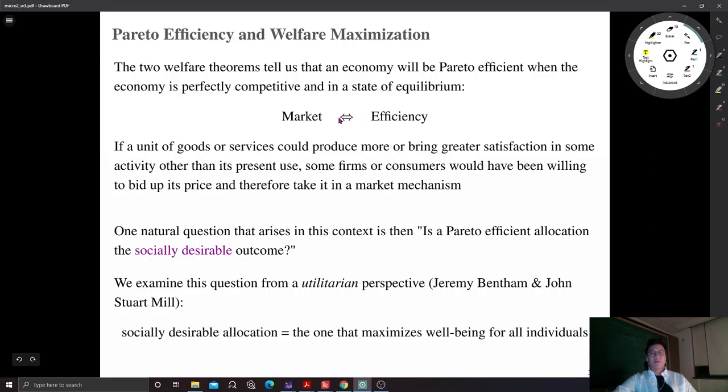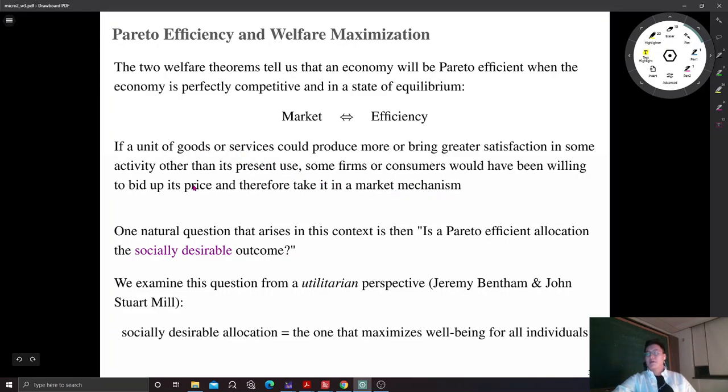That correspondence is captured by the two welfare theorems. The intuition is quite simple. If a unit of goods and services could have produced more, or could have brought more satisfaction, so higher utility, for some consumer other than its present use, then some firms or consumers would have been willing to bid up its price because they want more, right? Some firms can produce more with the resource, and consumers can enjoy higher utility by consuming that good compared to the current situation. Then they would demand more, and that increases the price. So they will bid up a higher price and be willing to take that good or service in a market mechanism.